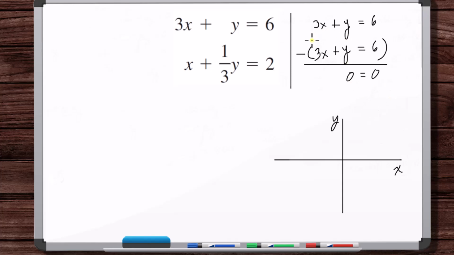It's any point on the line. These are the same line, right? Even though these aren't technically the same equation, because if you multiply this by 3, you get this equation. But because the entire equations are just a constant multiple of each other, they represent the same line. And the solutions are all the numbers, or any xy pair on that line.